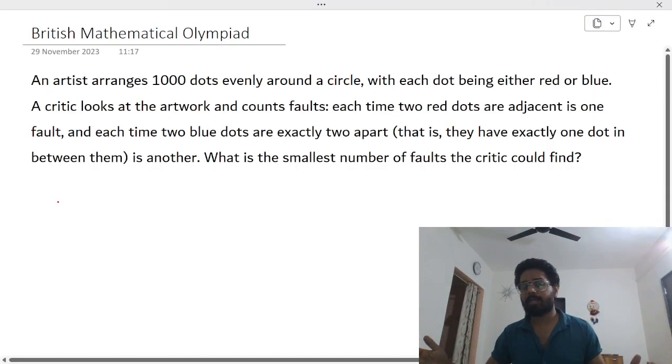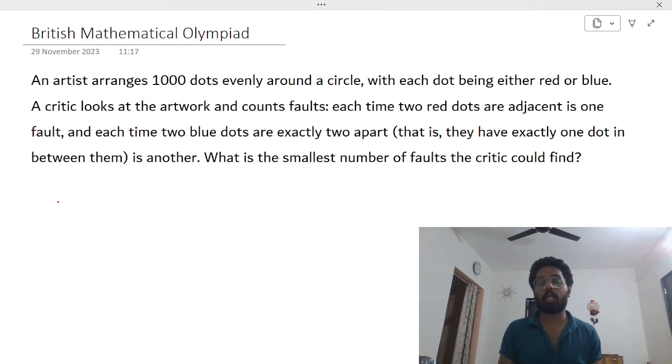This is me, Aditya Arya, Master of Mathematics, and guys, we are going to solve a problem from the British Mathematical Olympiad which came in the year 2023. So this problem revolves around a circle and some dots. Some are red color, some are blue color.